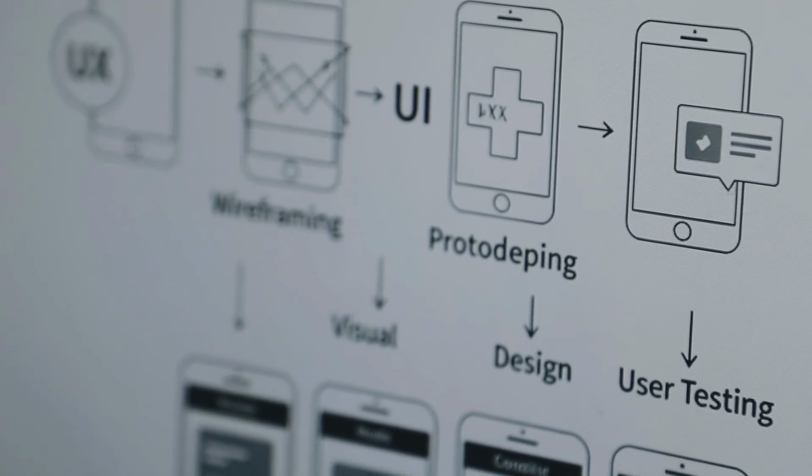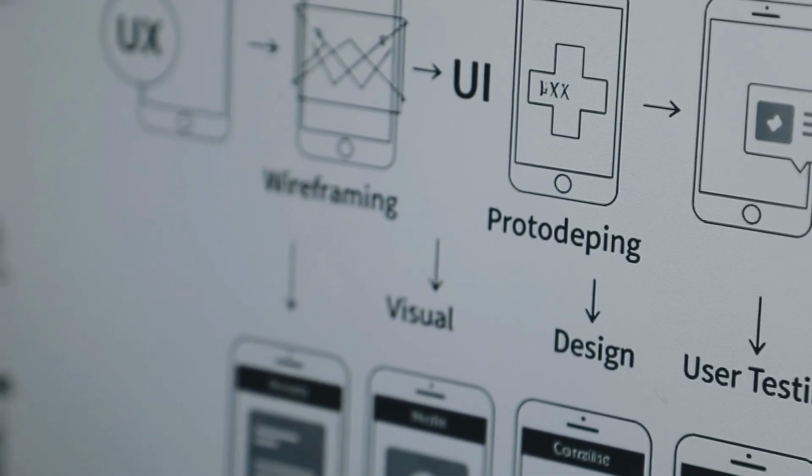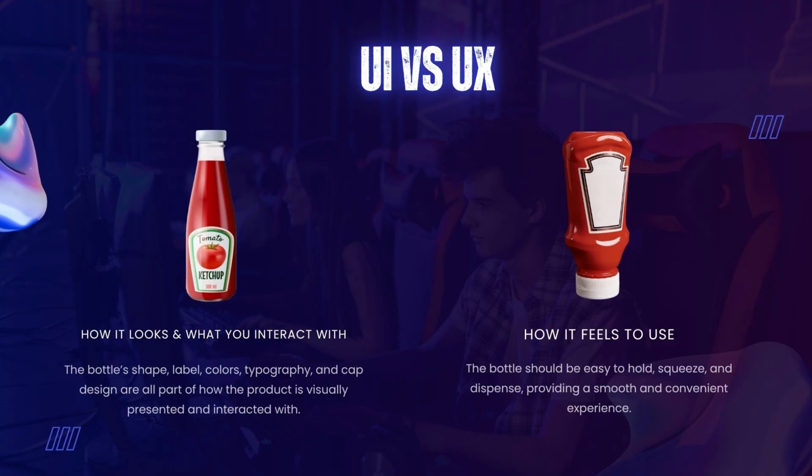Okay, let's understand the difference between UI and UX with a really simple example. Our ketchup bottle. First, look at the bottle itself.